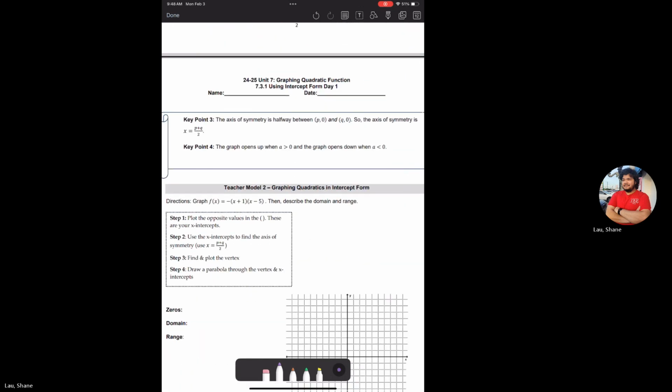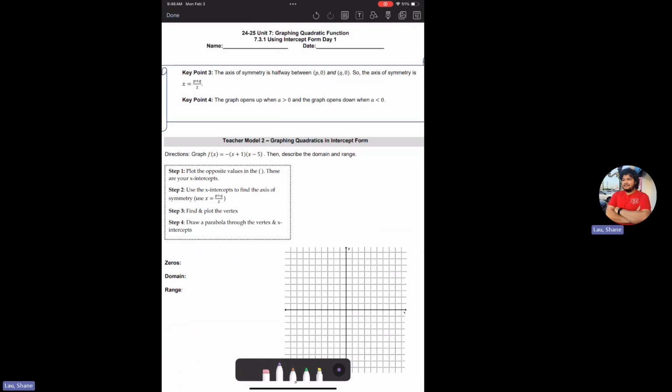Moving on. Key points 3 and 4, just like how we discussed beforehand with the other axis of symmetry equation, we don't really need it per se. However, it is still useful to think about it and use it to our advantage whenever we need to. So although I'm not going to use it for this problem, I think it still is a useful thing to know. So it has its merits there. Otherwise, you don't really need it though.